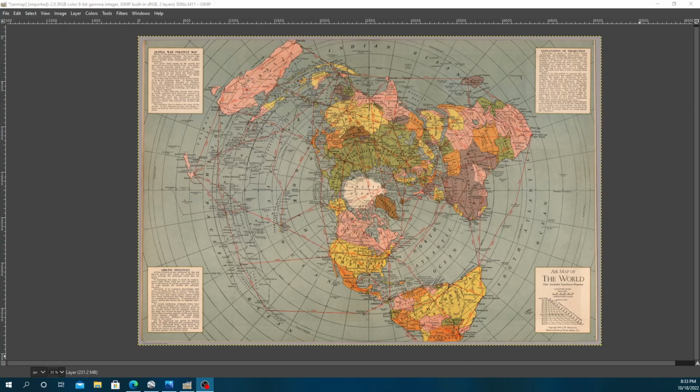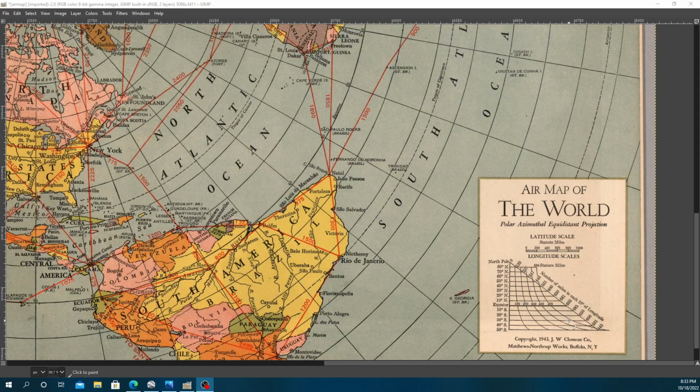Alright, we're going to take a look at this map here and see if we can come to some kind of conclusion about what this map actually shows. This is the air map of the world, 1945, I believe. We're going to zoom in on this scale here and take a look at what it shows.